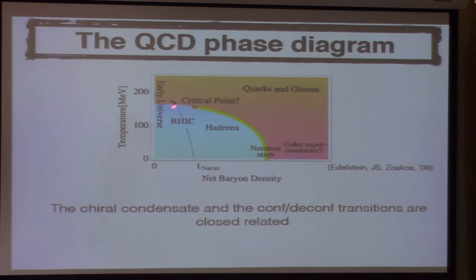But still, we can ask about the properties when we're in the quark gluon plasma phase from AdS QCD, such as the chiral condensate, which I'll talk about shortly, and the confinement-deconfinement phase transition. So this is the confined phase, and this is the deconfined phase. These are closely related, but not necessarily exactly the same points.